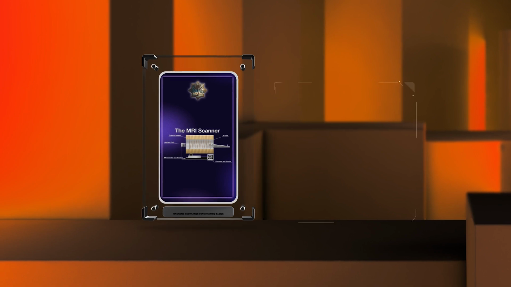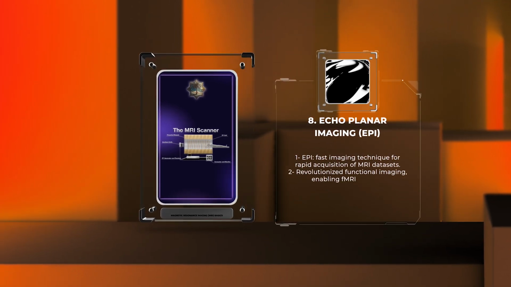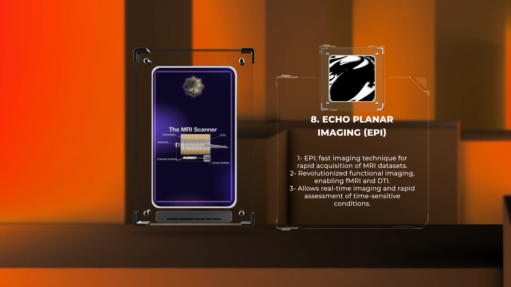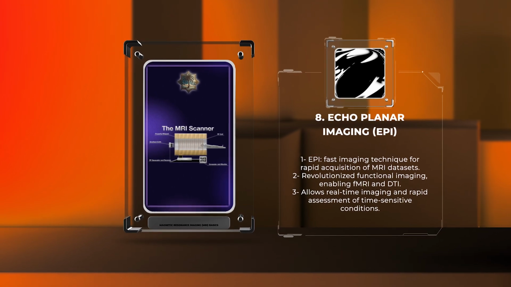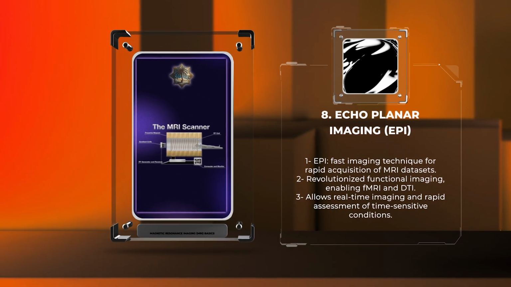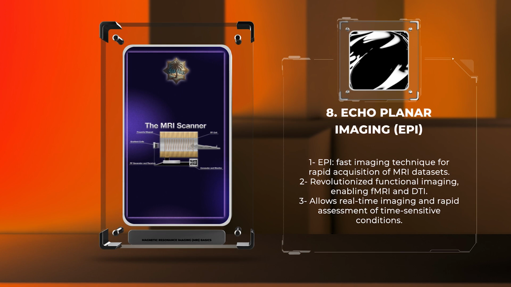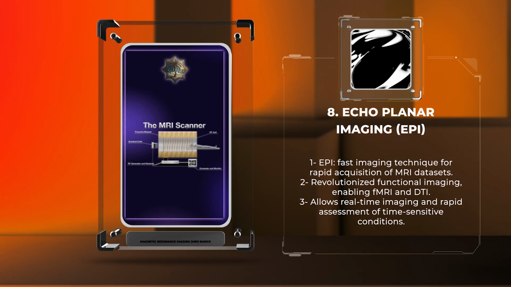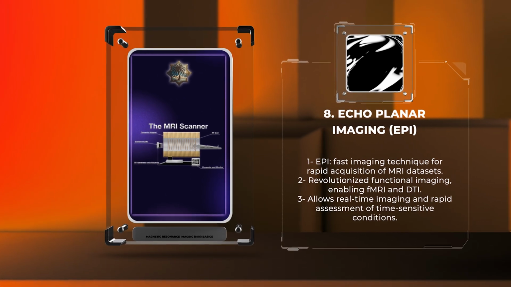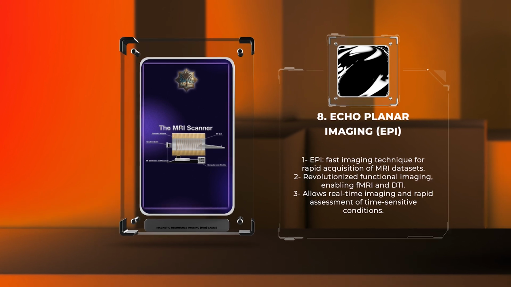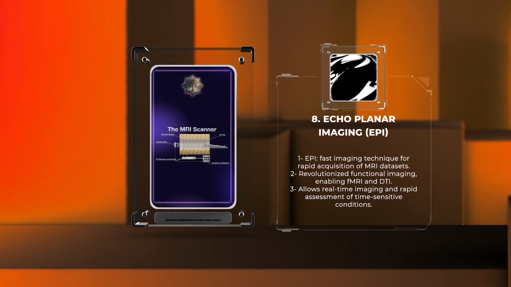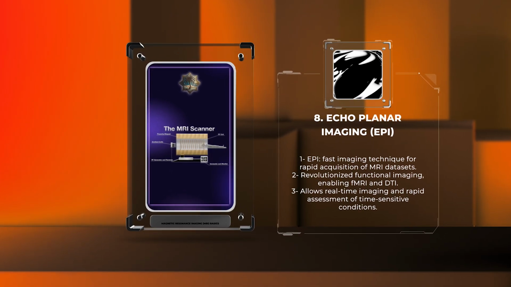Echoplanar imaging, EPI, is a fast imaging technique that enables the acquisition of entire MRI datasets in just a few seconds. Its ability to capture multiple images rapidly has revolutionized functional imaging, making FMRI and diffusion tensor imaging, DTI, feasible. EPI's speed and efficiency have paved the way for real-time imaging and rapid assessment of time-sensitive conditions.